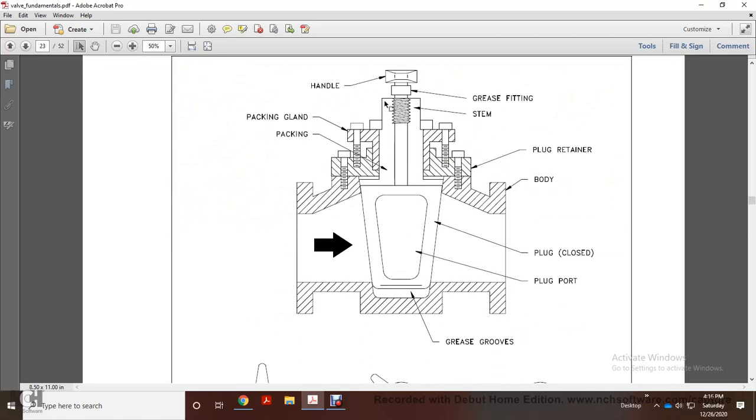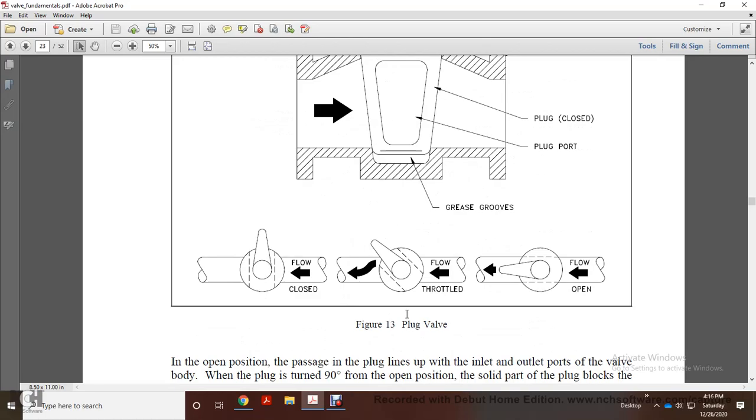So you have your handle, your grease fitting, your stem, your packing gland, your packing, your plug retainer, your body, your plug closed, plug port, and grease cover grooves. And this shows your plug valve flow closed, throttled, and then open.